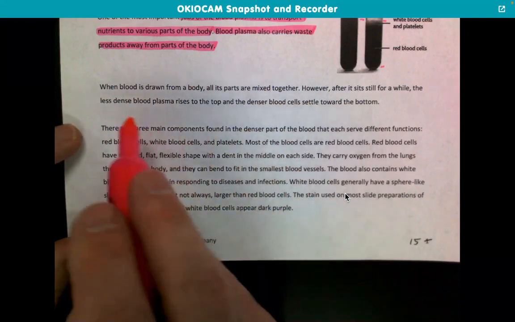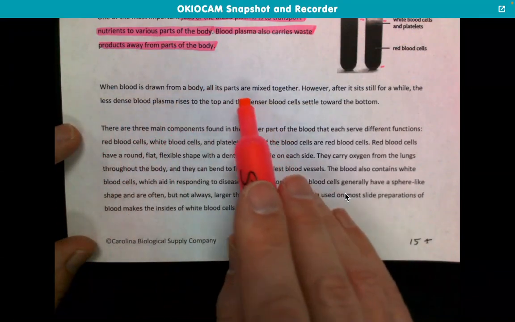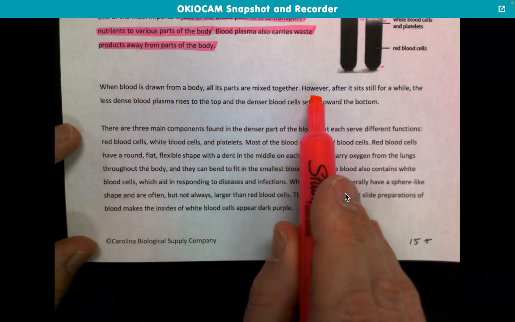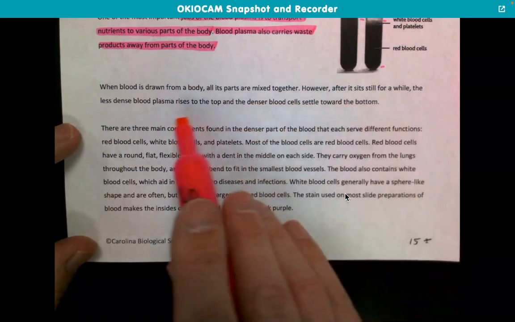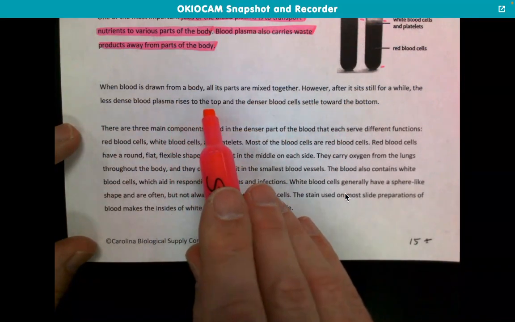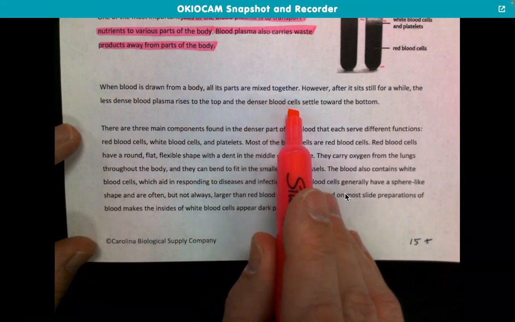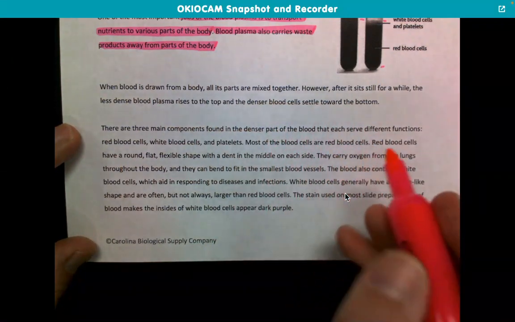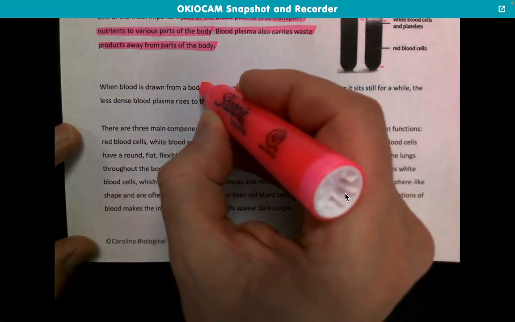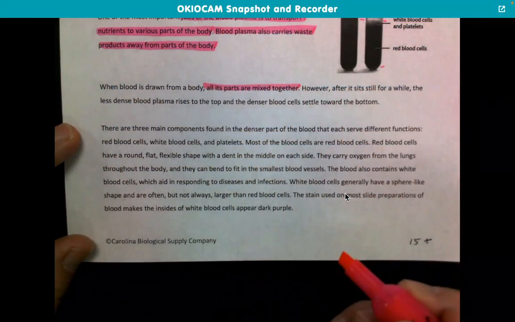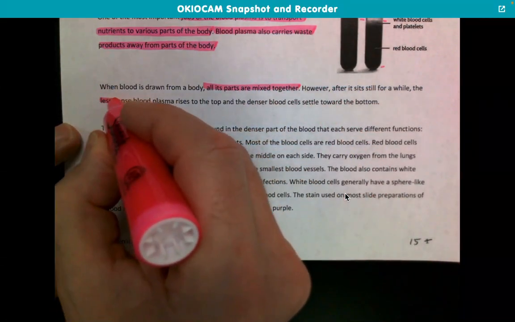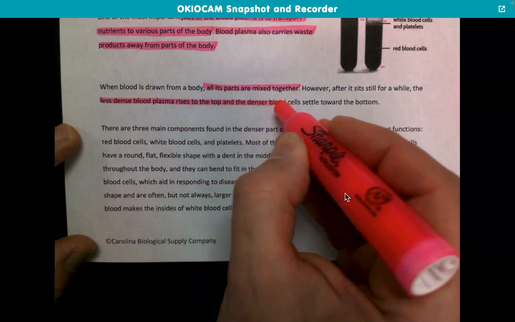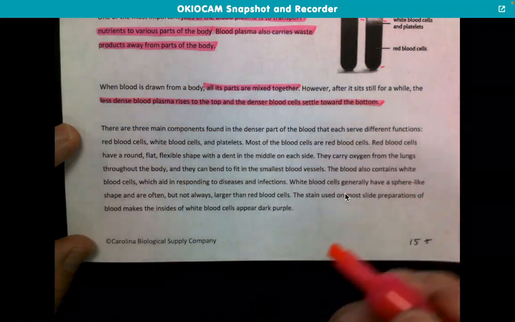So continuing on, when blood is drawn from a body, all its parts are mixed together. However, after it sits still for a while, the less dense blood plasma rises to the top and the denser blood cells settle toward the bottom. So we can say all its parts are mixed and less dense blood plasma rises to the top and the more dense goes to the bottom.